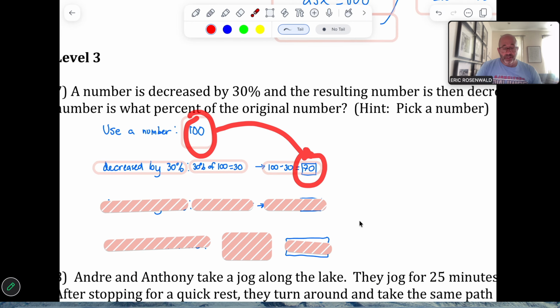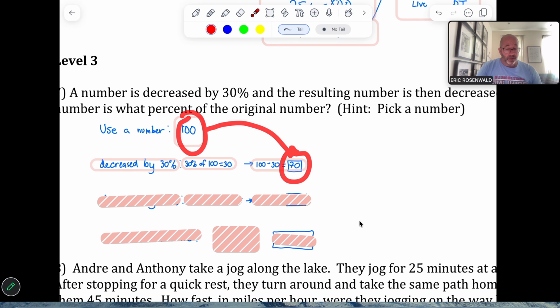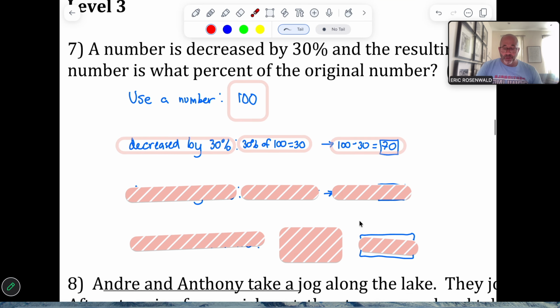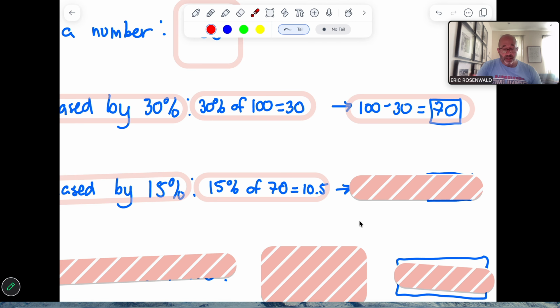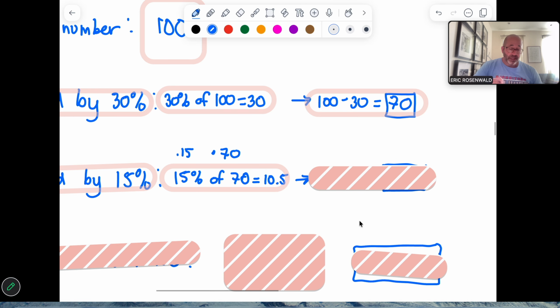The next part of this is we're going to go ahead and decrease this number by 15%. So I need to say, well, what is 15% of this number? What is 15% of 70? Well, 0.15 times 70. That means that number is going to be 10.5. So if I decrease it by 10.5, we're now down to 59.5 for the new number.